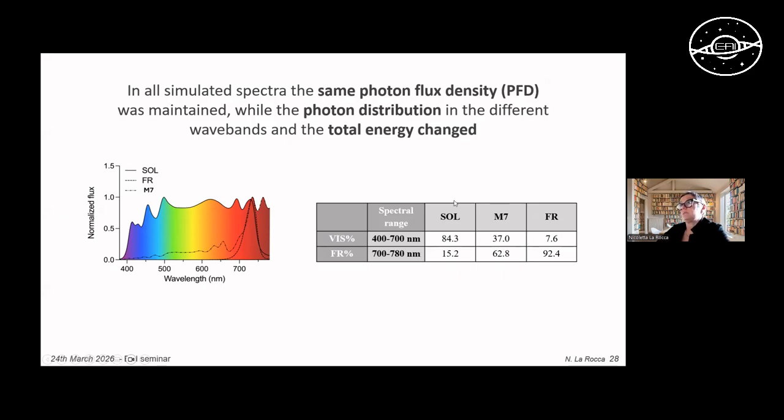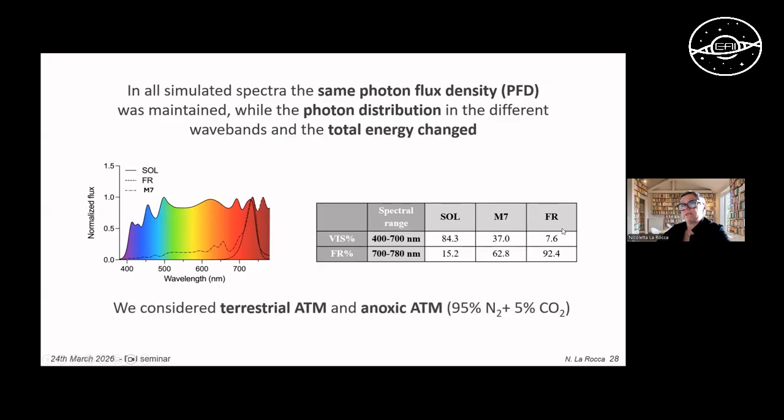As you can see from this table, the percentage of visible light was strongly different in solar simulated light, M-dwarf light, or infrared light, while the infrared portion of the photons accounted for a higher amount going from solar to infrared light.